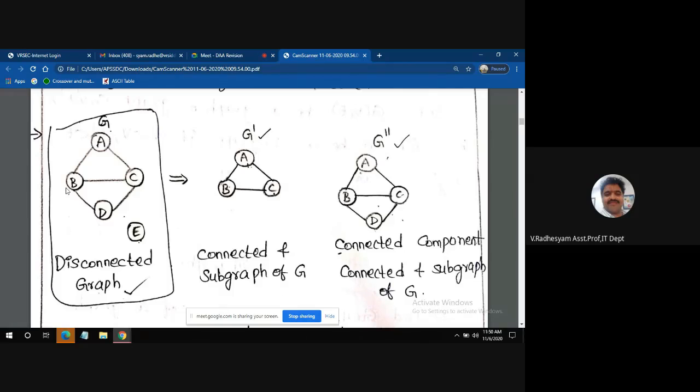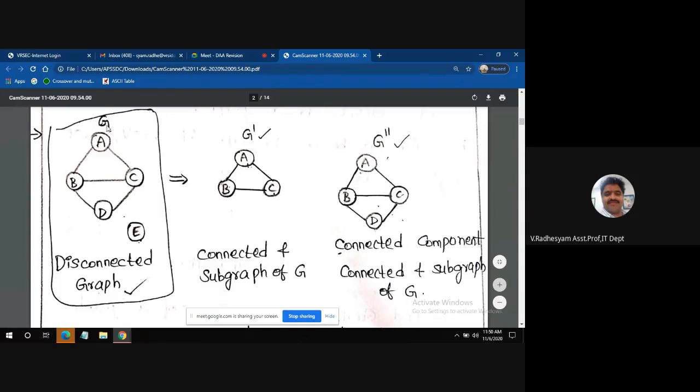Anyone in the class? G dash is a subgraph of G, sir. Yes, good. Who responded? 44, sir. It is good. G dash is a subgraph of G, because here A, B, C are the vertices. These three vertices are taken from G only. And AB, BC, AC are the edges. These three edges are also taken from this G only. So G dash is definitely a subgraph of G.